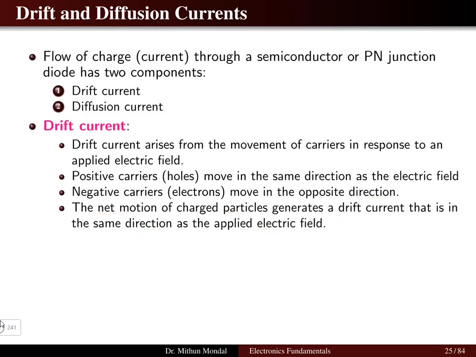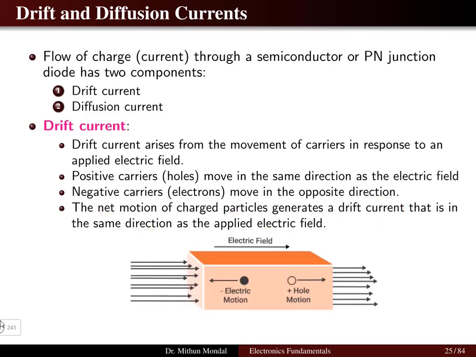So here we can see from a pictorial representation that when the electric field is applied in this direction, then the electrons will move in the opposite direction and holes will move in the same direction as the electric field, and the total current will be in the same direction as the electric field.